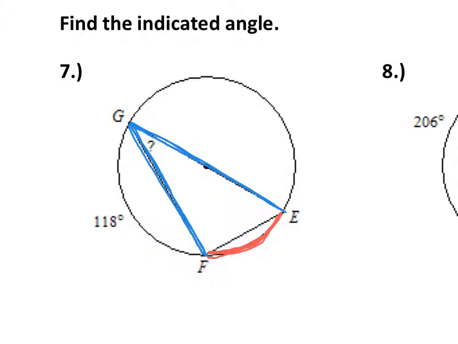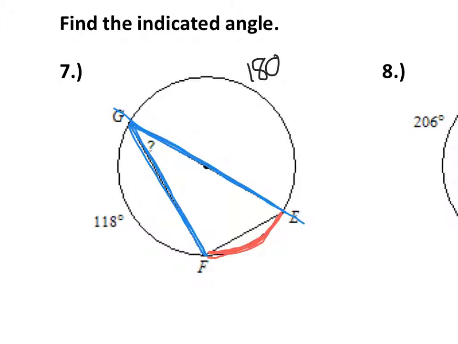So the question mark angle has to be half the measure of the red arc. So what we want to do is figure out what the red arc is and then divide it by 2, and that'll give us the measure of the angle. They tell us that this arc is 118. We know that this line right here is a diameter, so it's splitting the circle in half, and so this half is 180.